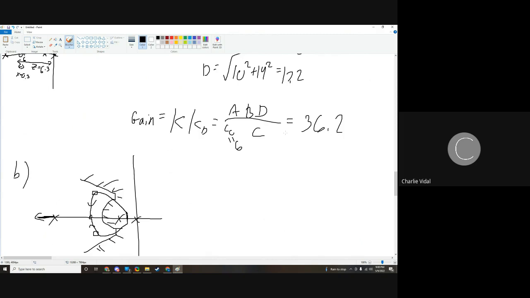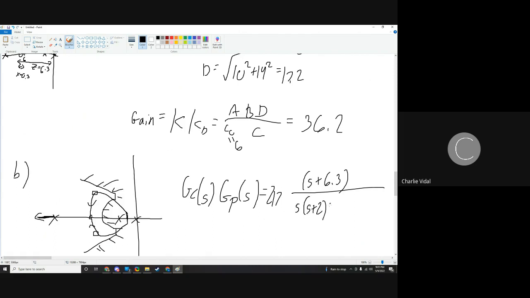All right, this is what our graph looks like, and our GC of S times GP of S, which I don't think we did on the last quiz. I don't know if he's requiring this, but it's basically just the gain times the coefficient. So the gain is 36.2, the coefficient is 6, right? So that's 217. And we're going to put in all the points that we see on the graph. So it's going to be S plus all the points, right? So it's going to be S plus 6.3 over S times S plus 2 times S plus 20, right?